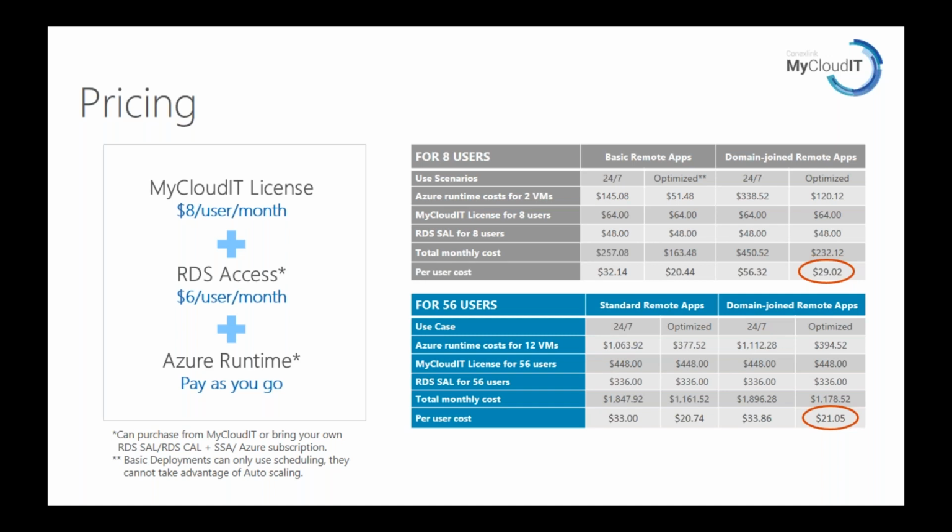At 56 users, we can help implement the auto-scaling, and we can even drive down that cost all the way down to somewhere in the $21 range. So we can make this really cost-effective for your customers and leave a lot of room for margin and value-added services that you're going to bring to the table for your customers.